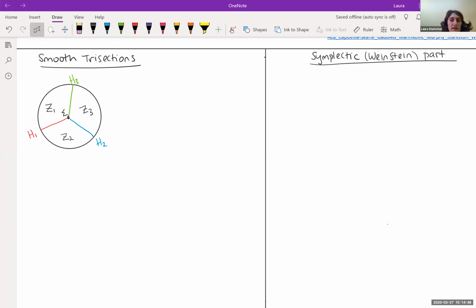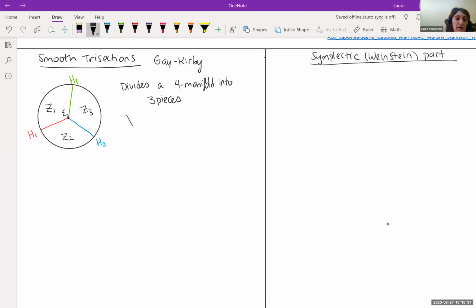So Weinstein trisections are trisections, which is a concept introduced by Gay and Kirby for smooth four-manifolds. So I'm going to have to tell you what smooth trisections are, and then I'll tell you what compatibility we're looking at with respect to the symplectic structure. A smooth trisection is a way of dividing up a smooth four-manifold into 3 pieces. This little pie is supposed to be a schematic that indicates how it's broken up.